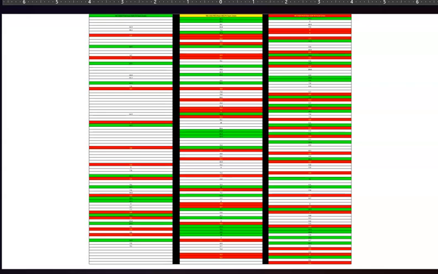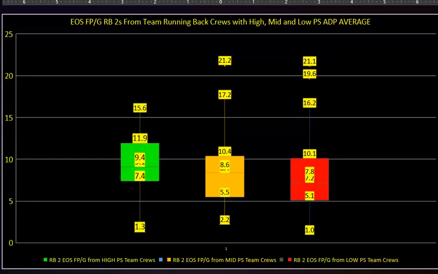So is this real or not? You have seen so far that it is real. The public is telling us things. We just need to listen. And when we look at the end of the season fantasy points per game RB2s from team running back crews with high, mid, and low preseason ADP average, you need to read that a couple times, but hopefully you've seen the lessons, you understand.